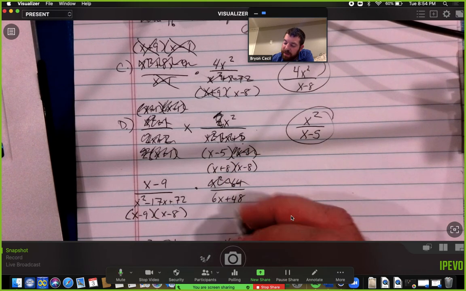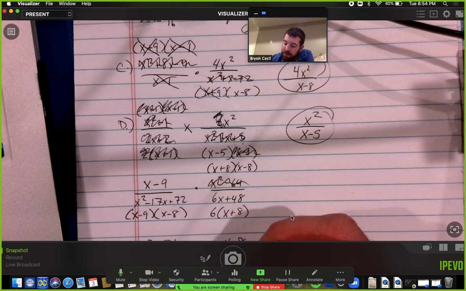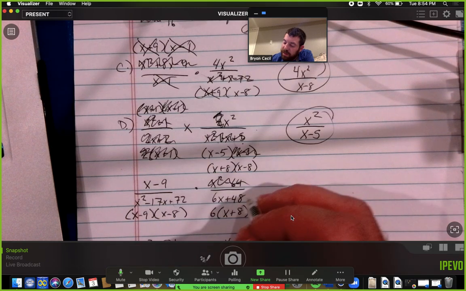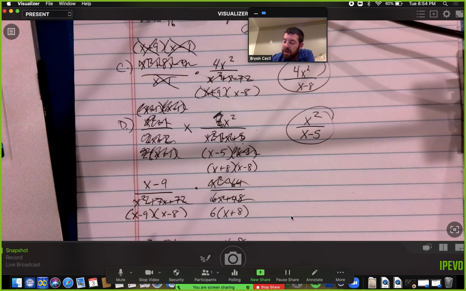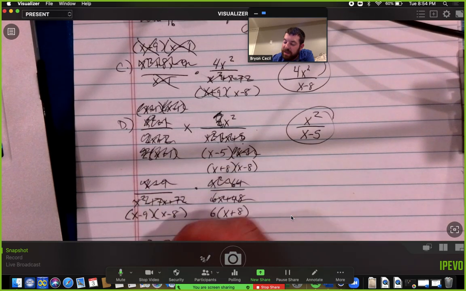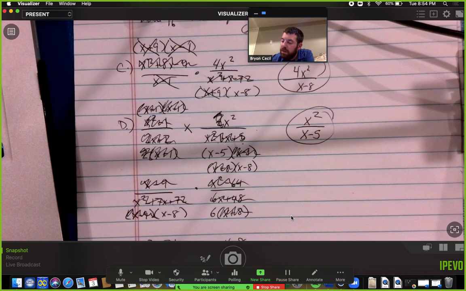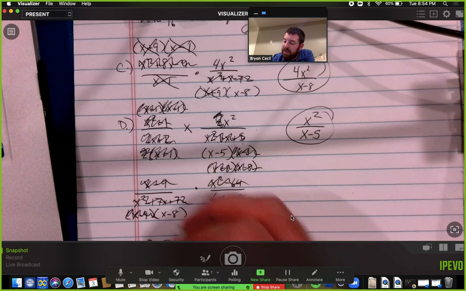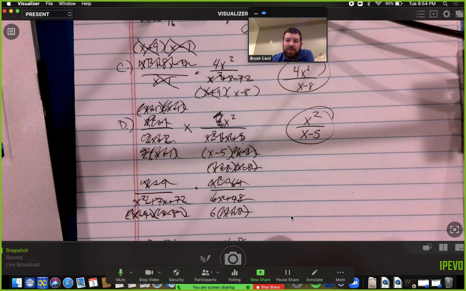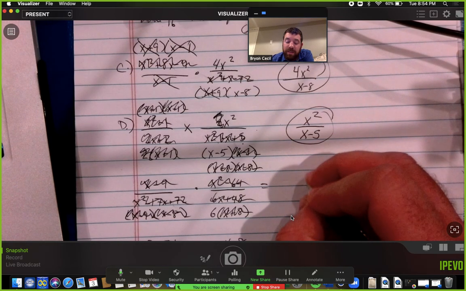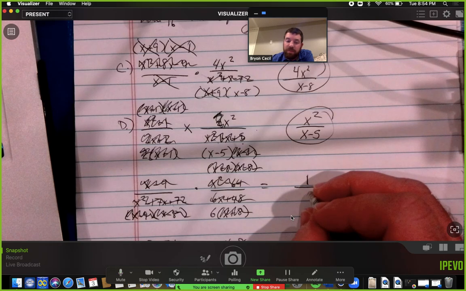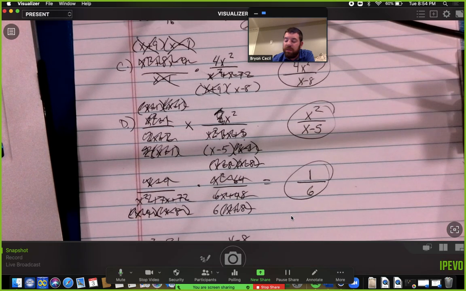And then down below here, I can pull a 6 out. And I'm left with x plus 8. From here, we do a lot of slashing. X minus 9 can cancel out with the x minus 9 down below. The x plus 8 can cancel out with the x plus 8 down below. The x minus 8 and the x minus 8 cancels out. So guys, now I'm left with 6 in the denominator. Remember, if I don't have a numerator, then it just becomes a 1 as a placeholder, and the 6 is still on the bottom. So it'd just be 1 over 6 when I multiply those all together.